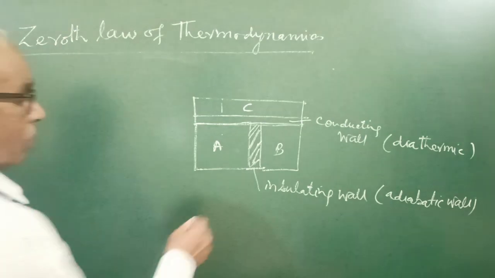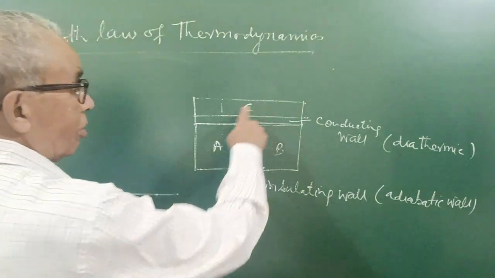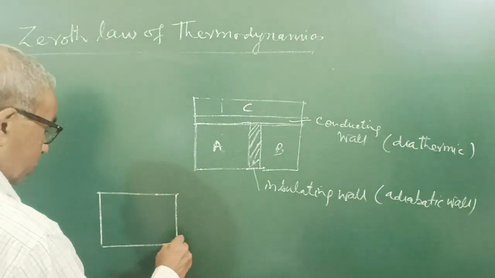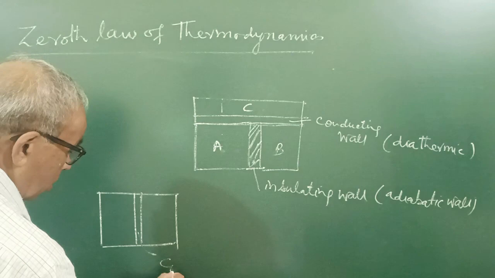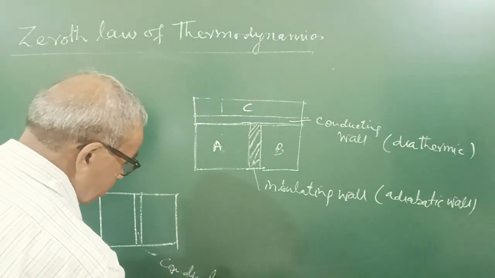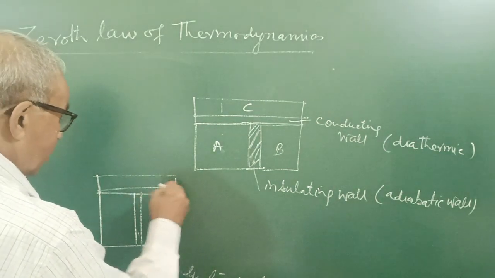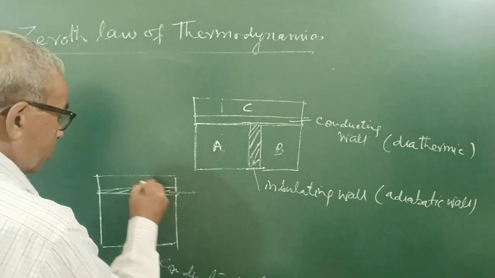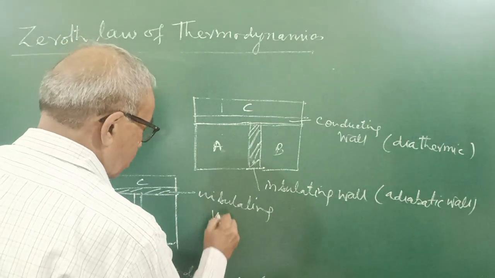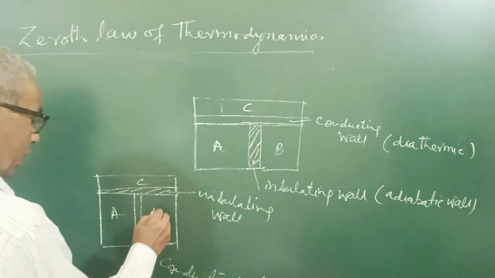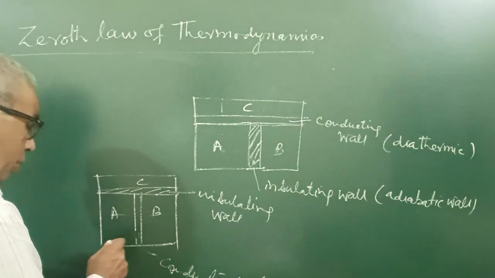Now, when A and B have come into thermal equilibrium with C, we replace the insulating wall between A and B with a conducting wall, and C with an insulating wall. So the state variables of A and B, now being in contact, are not changing.